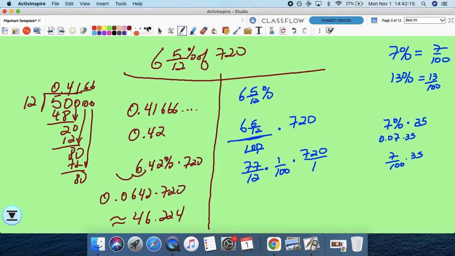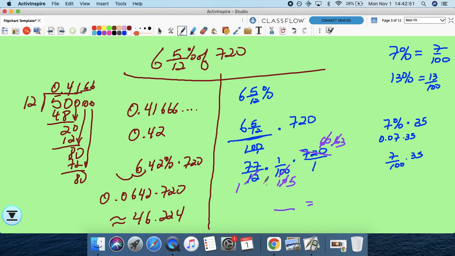By doing this, it allows me to do a lot of canceling before multiplying. So let's see what I can do. 12 divided by 12 is 1. 720 divided by 12 is 60. 60 divided by 10 is 6, and 100 divided by 10 is 10. I can go again: 6 divided by 2 is 3, and 10 divided by 2 is 5. Let's see what else I have. Can I simplify anything else? No, it looks like that's it.